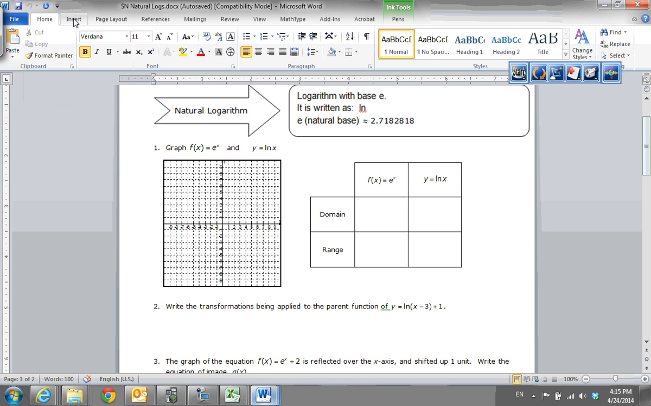Hi folks, let's talk about natural logs today. Natural logs work the same way as normal logs: same properties, same exponent rules, all that stuff remains the same. It's just got a different base. So normally with logs at a base 10, well, natural log has a base e. We abbreviate natural log as ln.